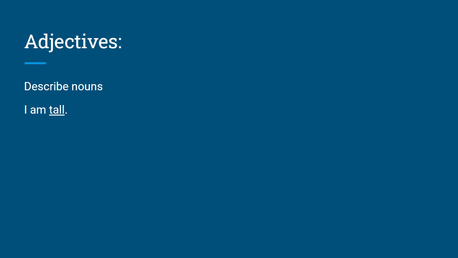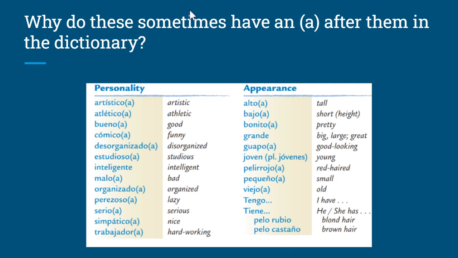I am the subject, so I is the noun, am is the verb, tall is describing how I am. So the word tall is an adjective. Hopefully you knew that already. And here's a list of common adjectives in Spanish that we've seen in our textbook.